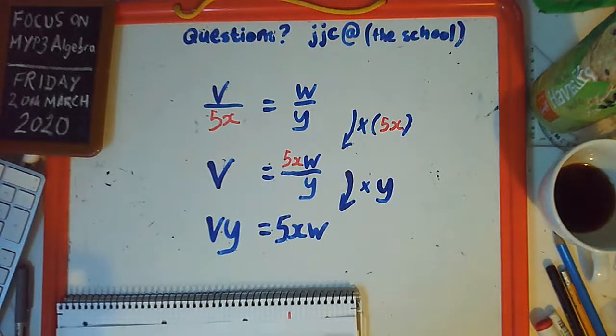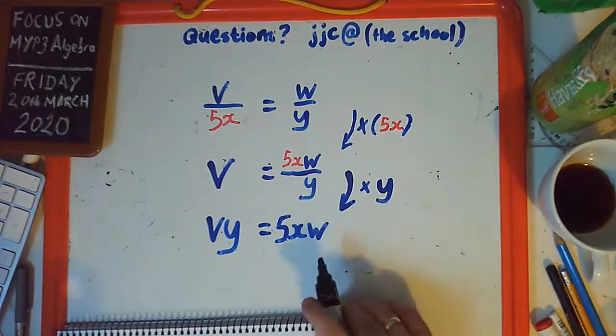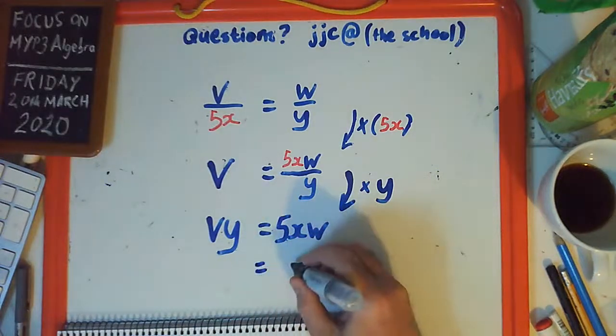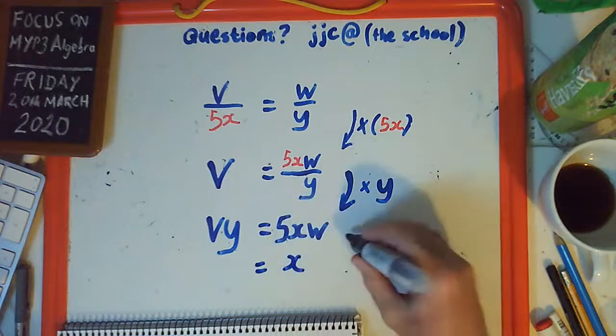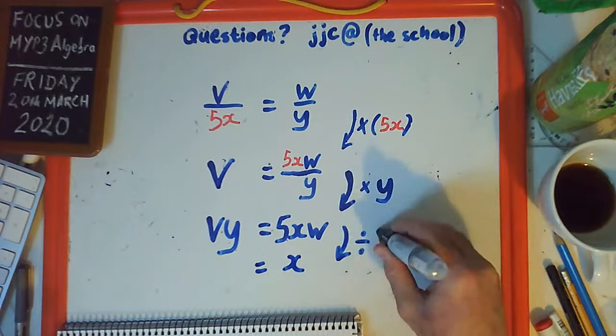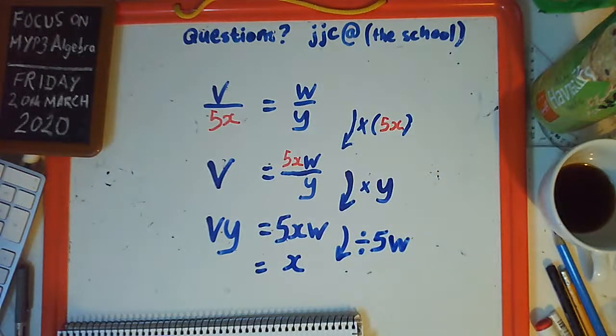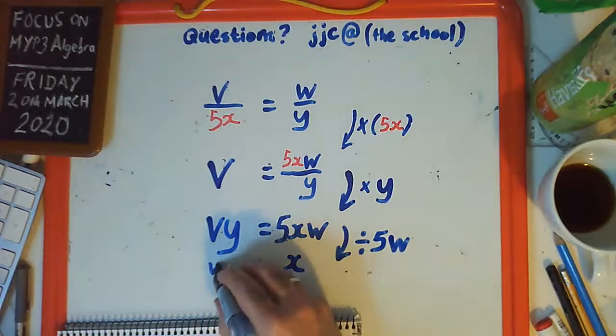Okay, v times y equals 5 times x times w. I am trying to get the x on its own, and I can get the x on its own if I divide by the 5 and the w. So divide by 5w, x is equal to, I've got to do the same the other side as well.